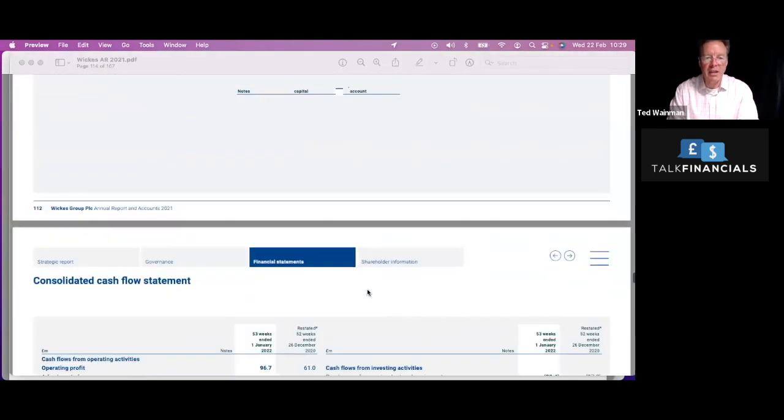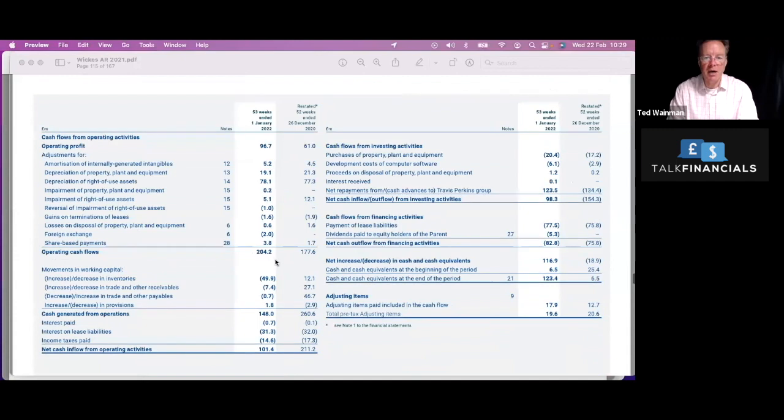Again, let's have a look at Wickes and their cash flow statement. So very similar. Here's their operating cash flow. So they are generating cash as well, which is good. And again, you can see it's about a tenth of the size of Kingfisher. Investing, interestingly enough, there is a divestment.